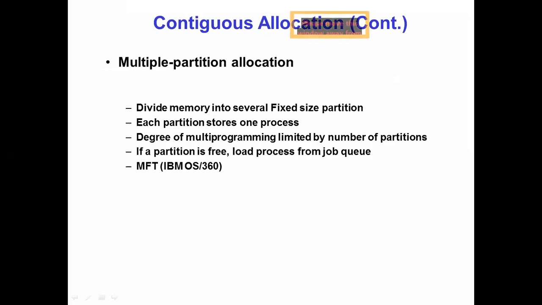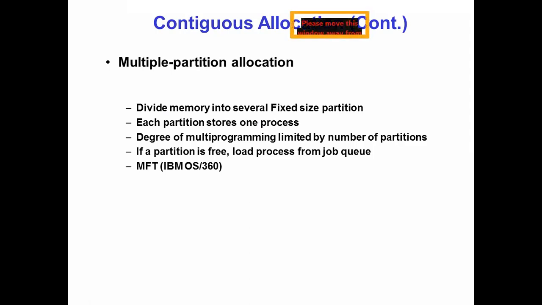Again we can see here contiguous allocation, multiple partition allocation. How are we going to divide this memory into a number of multiple parts? Divide memory into several fixed sizes. We can divide either in fixed size or non-fixed, that is floating. The parts may be equal or not. It will depend on the procedure or the method we are adopting.